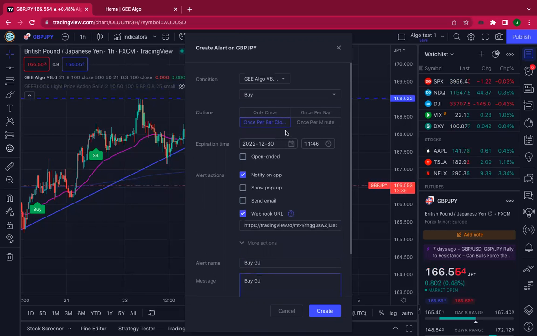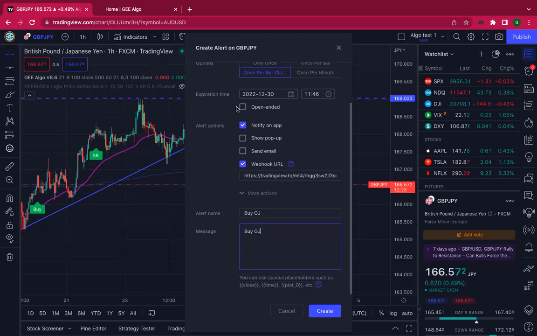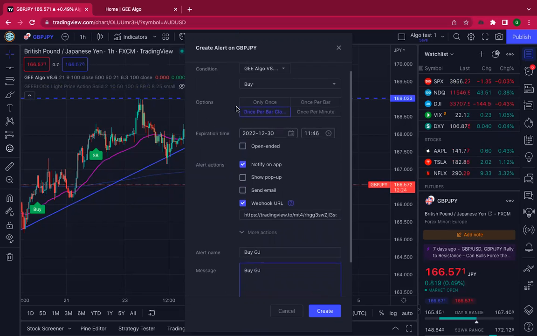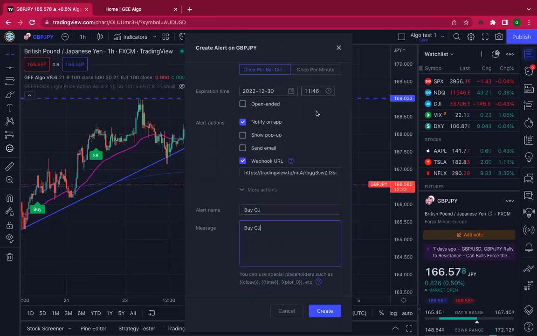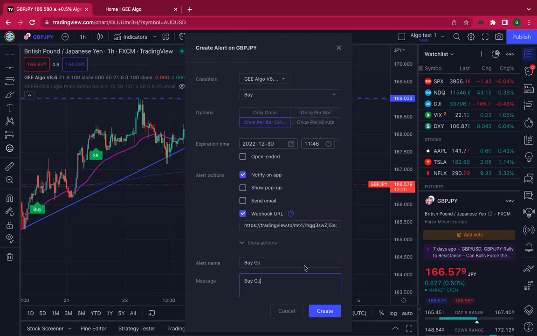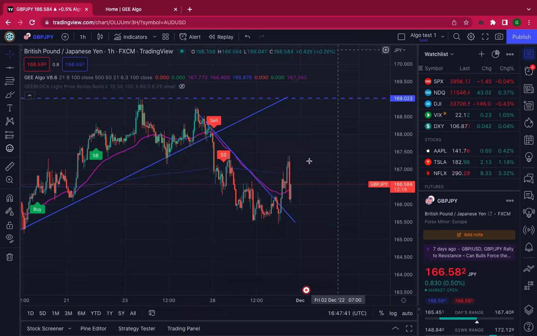This works if you have the Pro Plus on TradingView. If you're using the free version of TradingView, you will get the push notifications to Discord starting next week. And again, this is for the paid members, for the push notifications. This is how I set up for GBP JPY.